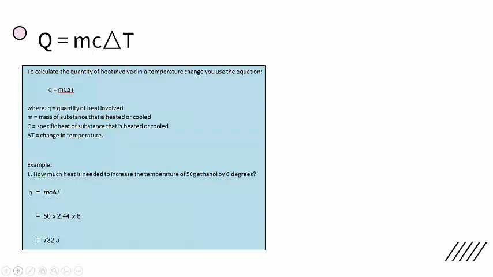So you can see that I've got an example here on the screen. If we wanted to find out how much heat is needed to increase the temperature of 50 grams of ethanol by 6 degrees, first of all, we need to know the specific heat capacity of ethanol, and I've looked that up before. It's 2.44 joules per degree per gram. So to work out Q, M is the mass of ethanol, so that's 50 grams, times C, the specific heat of ethanol, which is 2.44, and the change in temperature is 6 degrees. And when I put that into a calculator, that gives me the answer 732 joules.